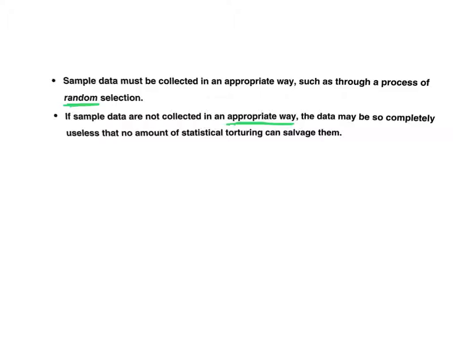Two huge sentences right here. We're about to get those down. Sample data must be collected in an appropriate way, such as through a process of random selection. Those words right there are going to be huge this whole entire year. Random selection, how you get your data through a random process. If they're not collected in an appropriate way, meaning a random way, they may be so useless that no matter what we do to them with our stats, you can't even salvage them because they were collected in a bad way.